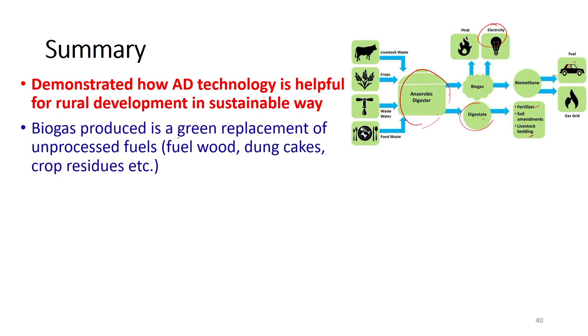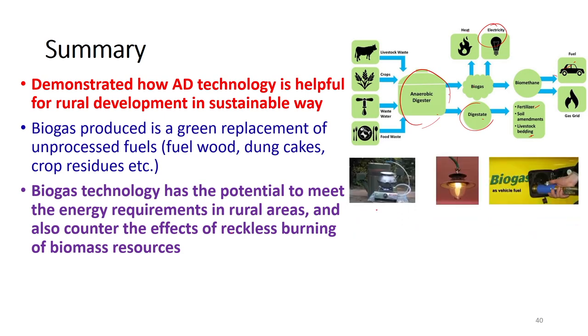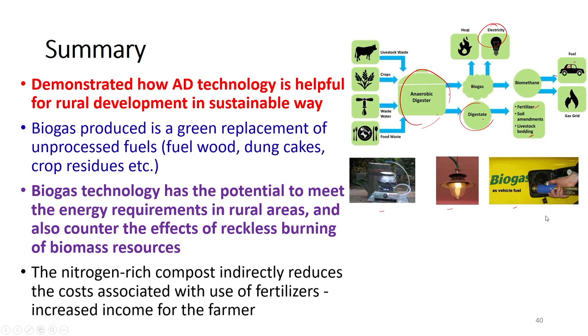So biogas produced is a green replacement for unprocessed fuels like fuel wood, dung cake and crop residues, etc. Biogas technology has the potential to meet the energy requirement in rural areas and also counter the effects of reckless burning of biomass resources. You can see how we can use it for cooking, lighting, and then fueling vehicles.